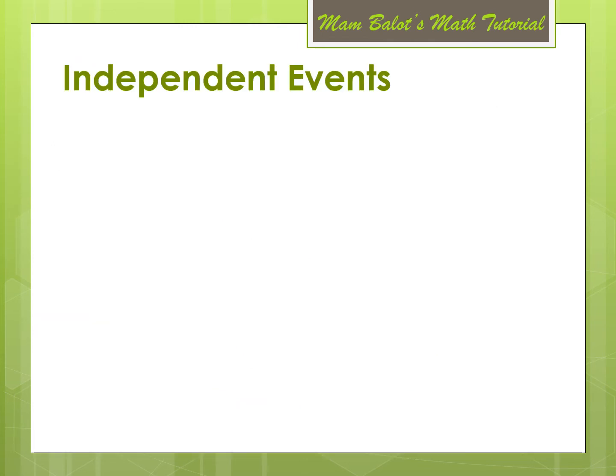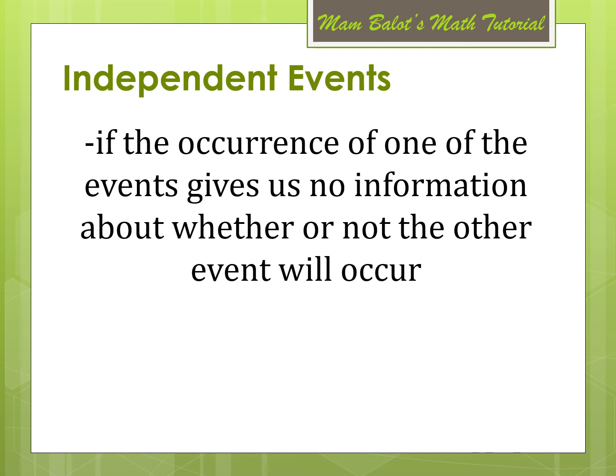Now let's have the independent events. If the occurrence of one of the events gives us no information about whether or not the other event will occur, this is what we call independent events. It just means that if one event does not affect the other, we have an independent event. So the probability of A intersection B is the probability of A times the probability of B, if the events are independent.